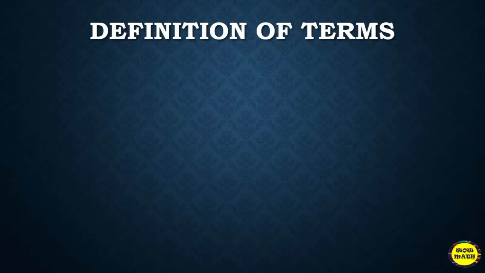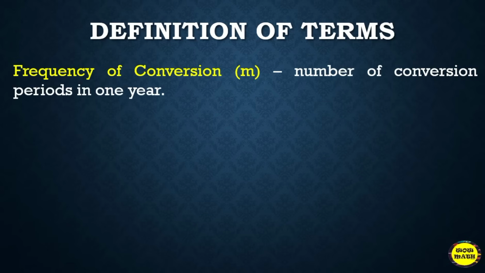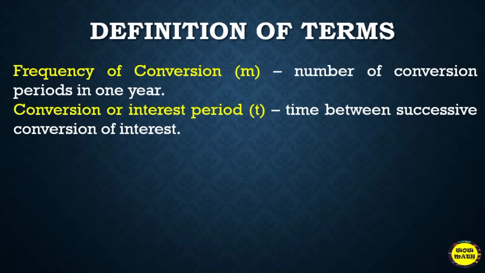First of all, we need to familiarize some of the definition of terms na gagamitin natin in this video lesson. Unlike sa previous video lesson natin na ang pag-compute natin ng compound interest is only once a year, dito, more than once a year. So first is the frequency of conversion, denoted as small letter m. That is the number of conversion periods in 1 year.